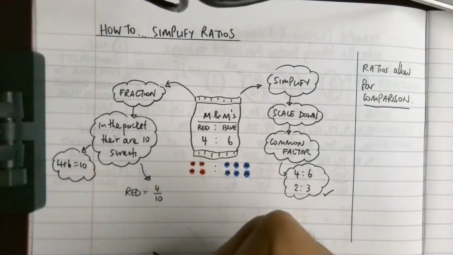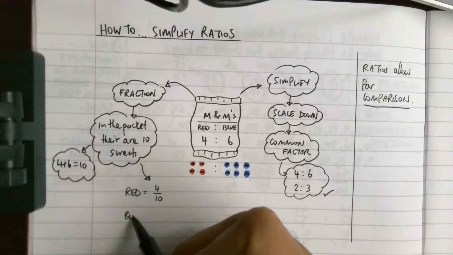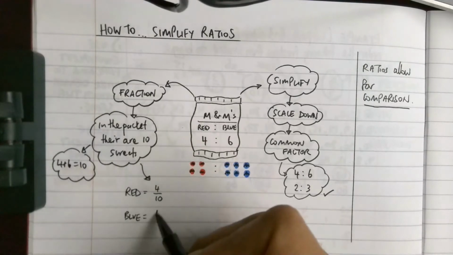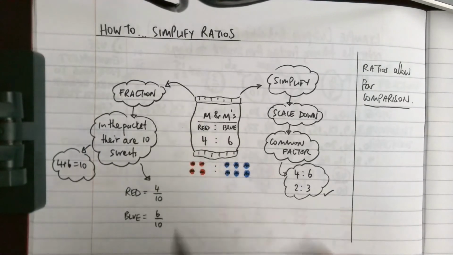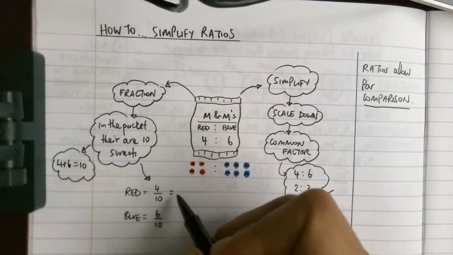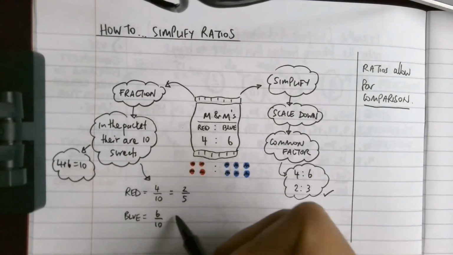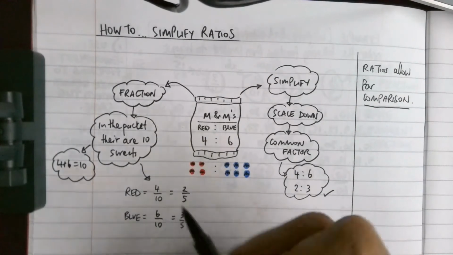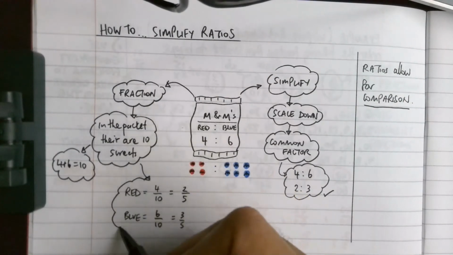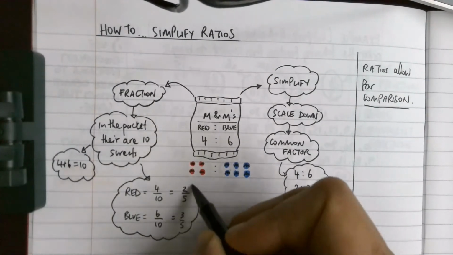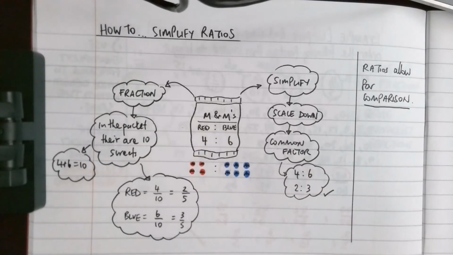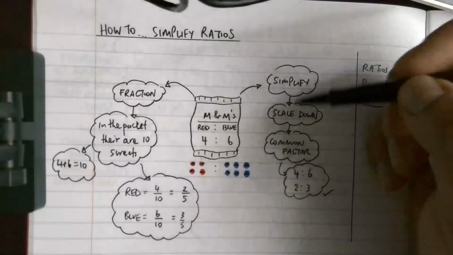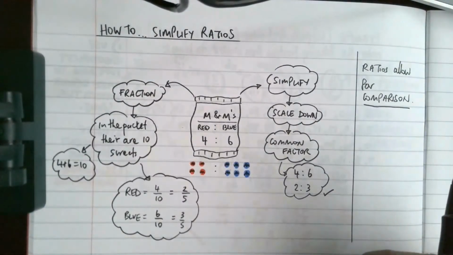Again, that can be simplified. We'll do that in a second. Blue can be written as 6 over 10, because out of the 10 M&M sweets, 6 are blue. We can simplify both. We're looking for the common factor, which is 2. We divide the numerator and denominator by 2, and we end up with 2/5 and 3/5. Again, the key bit there is to understand that there's 10 sweets in total, and out of that 10, 4 are red and 6 are blue. From there we can write those fractions.